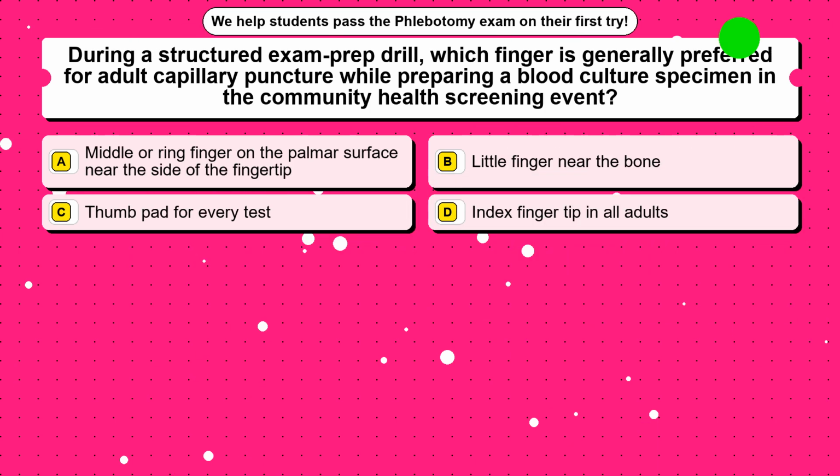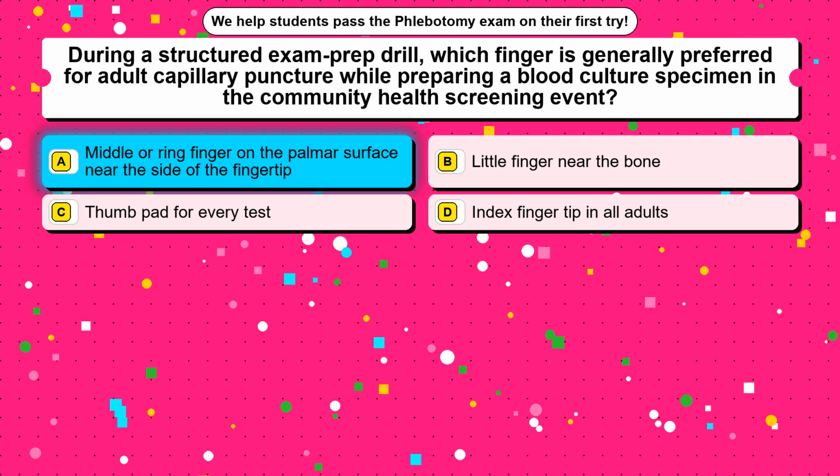Question 69. During a structured exam prep drill, which finger is generally preferred for adult capillary puncture while preparing a blood culture specimen in the community health screening event? Option A. Middle or ring finger on the palmar surface near the side of the fingertip. Option B. Little finger near the bone. Option C. Thumb pad for every test. Option D. Index fingertip in all adults.